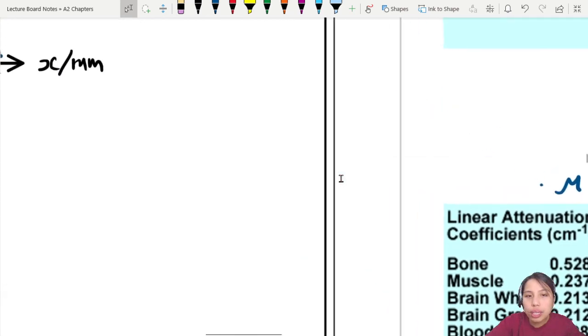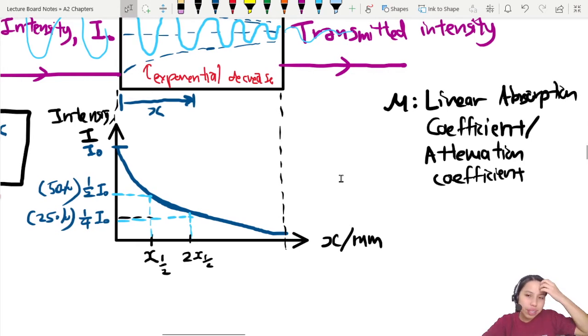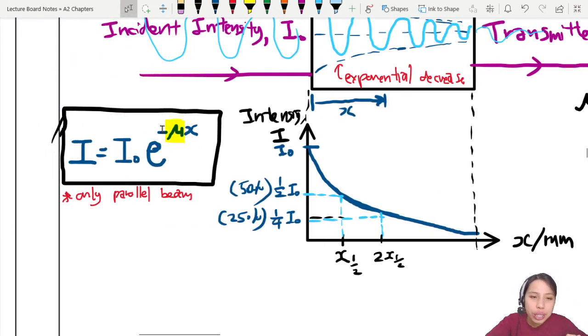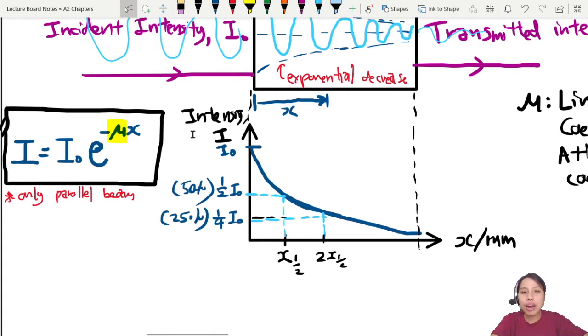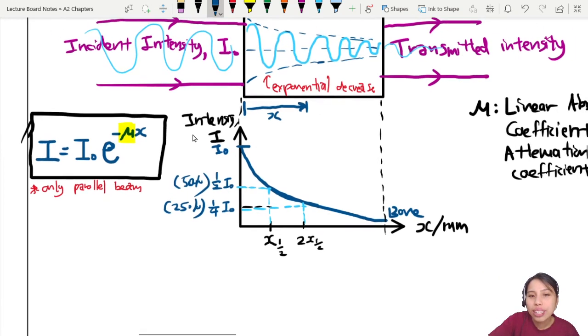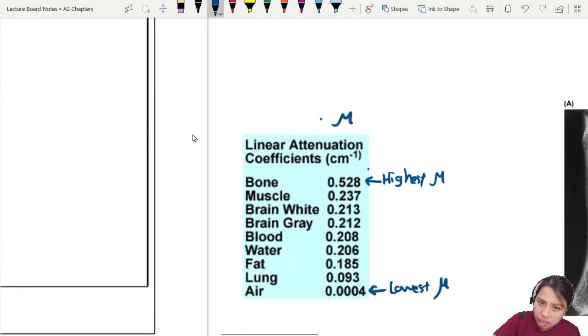If you're wondering how the graph will change with a different mu, well, think about it. In the equation, mu is in the e to the power of negative mu x. How does that affect the graph that we see here? Let's say this graph here is a bone. You just send an electromagnetic wave through a bone, so you have that kind of shape going down. What if you change it to something with a lower mu, like, what's the other thing? Fat.